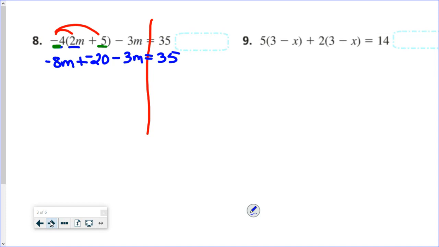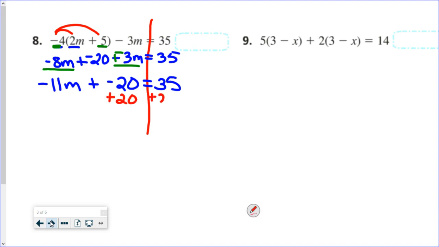Now, combine your like terms. What like terms do I have? Well, I have a negative 8m and a negative 3m, which is negative 11m, plus a negative 20 equals 35. Right? Okay, now be careful. I'm going to add this 20 because I need it to go away to become 0. So that's how I know I'm going to add it. That's the only way those two things can cancel out to 0. I bring a negative 11m and I add to 55.